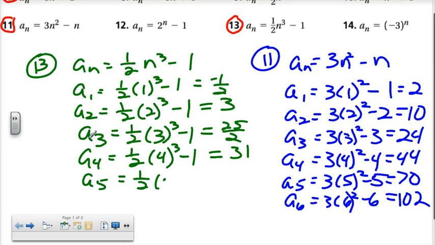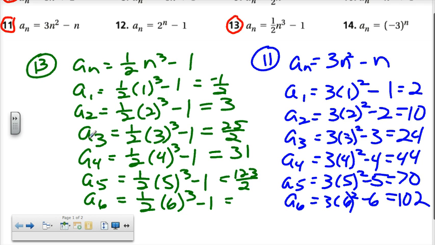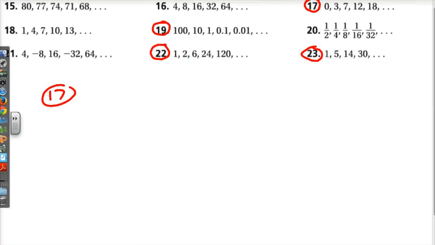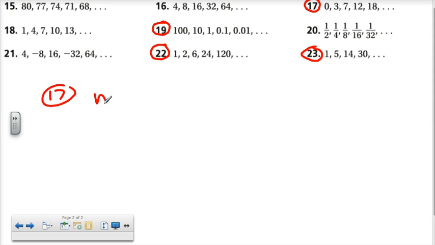So fifth term, 1/2 of 5 cubed minus 1, and 5 cubed is, of course, 125. So we're going to have 125 halves, and 125 halves minus, again, 1 is 2 halves, so that'll be 123 halves. And then for our sixth term, that will be 1/2 times 6 cubed minus 1. 6 cubed is 216, and you take that times 1/2 and you get 108, and 108 minus 1 is 107. All right, we want to think about which term they are.